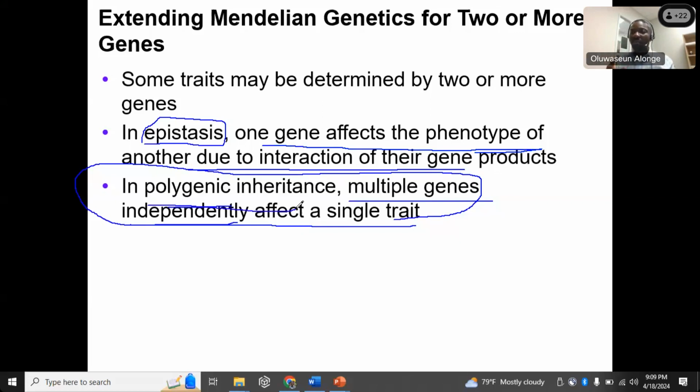So that means if a mother or a father is going to transmit that trait to an offspring, the multiple genes that are affecting the trait will also be transmitted to that offspring. It's not the case of one gene affecting one trait. It's a case of multiple genes affecting a single trait. All right, that is what we call polygenic inheritance.